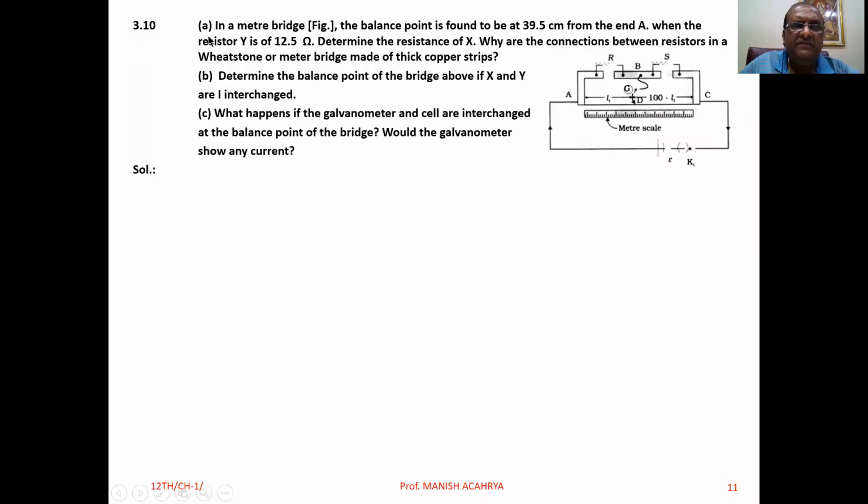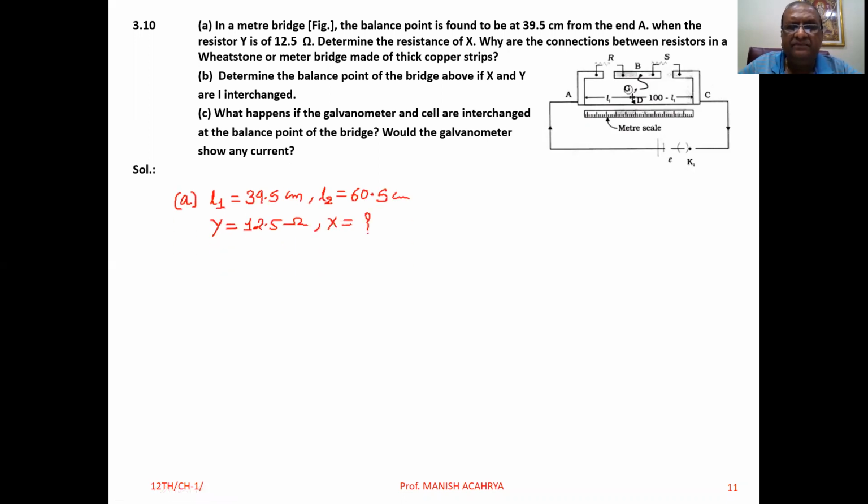3.10 A. In a meter bridge, see the figure, the balance point is found to be at 39.5 centimeter from the end A, with resistor Y of 12.5 ohm. Determine the resistance of X. Why are the connections between resistors in a Wheatstone bridge or meter bridge made of thick copper strips? Then B. Determine the balance point of the bridge above if X and Y are interchanged. C. What happens if the galvanometer and cell are interchanged at the balance point of the bridge? Would the galvanometer show any current?